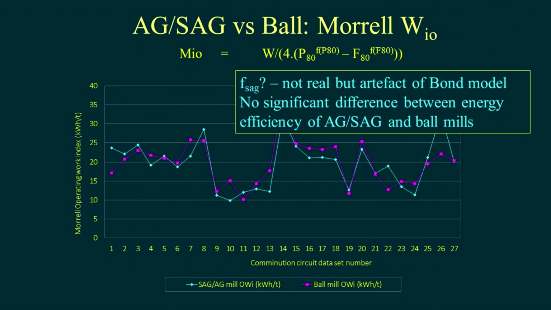And you will find circuits out there where their operating work indices are very different. It is not due to the inefficiency of the machine. It's because you're not operating them correctly. But once you've operated them correctly, on average, you will not see any difference between an AG and SAG mill and a ball mill. If you think about it, what are those machines? They are cylinders which rotate with spherical media inside. The physics is the same in every single one of them. There should be no difference in energy efficiency, and there isn't.